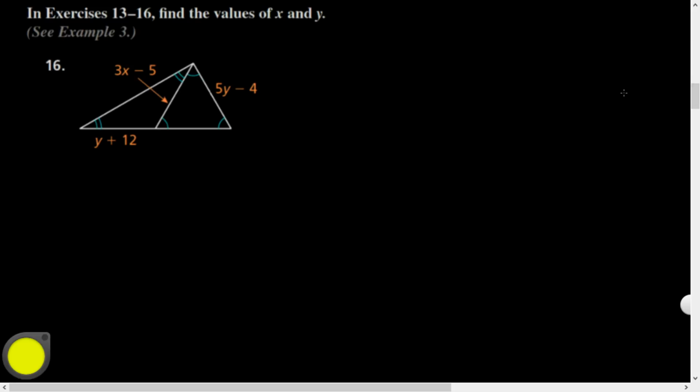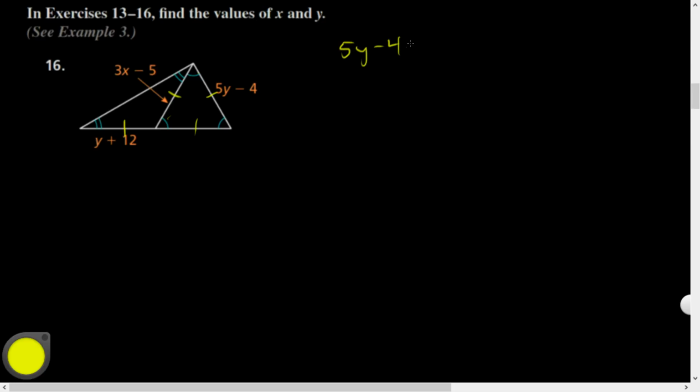All right, so let's label what we can here. By the base angles converse, these two are congruent, but I don't feel like relating those two because one has an x, one has a y. I also know that by the base angles converse or its corollary, because all of these angles are congruent, all of these sides are congruent. So these are congruent by transitivity. Let's start with that.